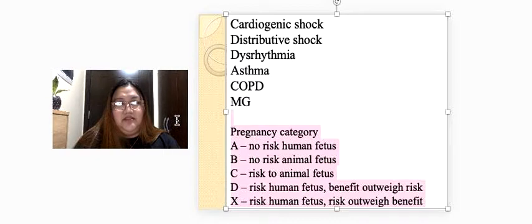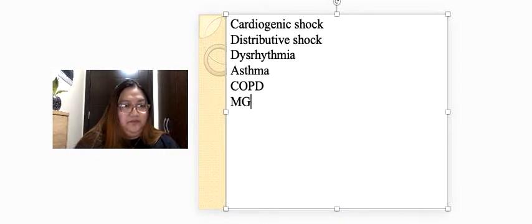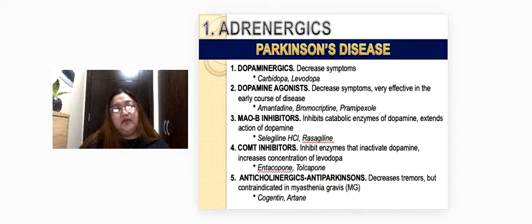Si MG or myasthenia gravis, it's a chronic autoimmune neuromuscular disease. Okay? And ang main characteristic ng MG is extreme muscle weakness. Alright? Sa Parkinson's disease, sabi natin may muscle rigidity, naninigas siya. So, ang mga anticholinergic drugs, ipaparelax yung skeletal muscle na pwedeng-pwede sa mga may rigidity with Parkinson's disease. So, do not give these drugs if the patient has myasthenia gravis. Kasi meron na nga siyang extreme muscle weakness, tapos binigyan mo pa ng muscle relaxant. So, contraindicated siya doon.